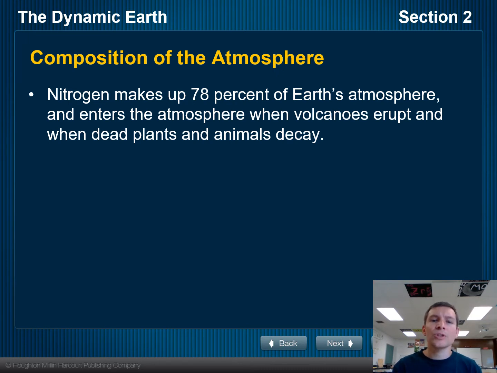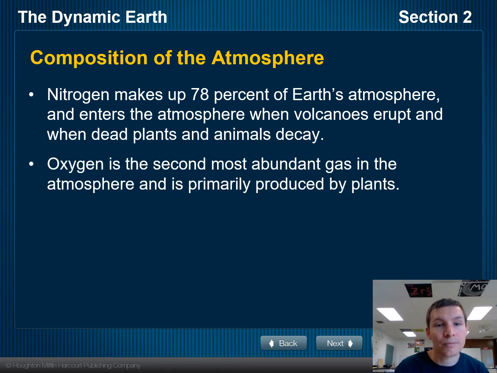So let's talk about the individual components of the atmosphere, these gases. Nitrogen makes up 78% of the Earth's atmosphere and enters the atmosphere when volcanoes erupt and when dead plants and animals decay, because they've taken in that nitrogen, and now when they die, they're releasing that nitrogen. So you can see most of the Earth's atmosphere is actually nitrogen.